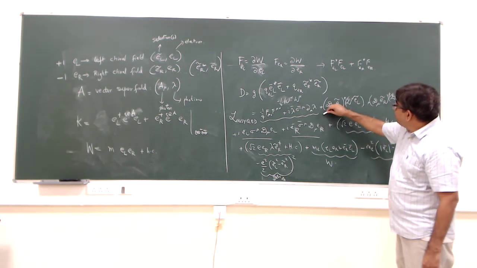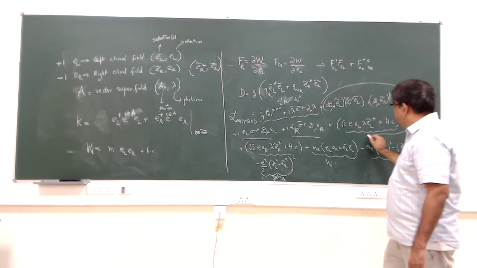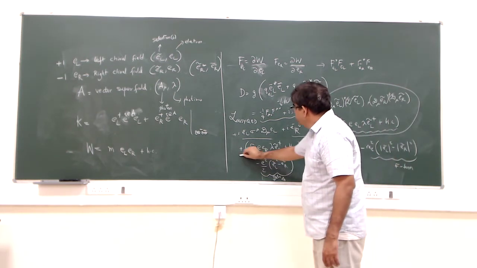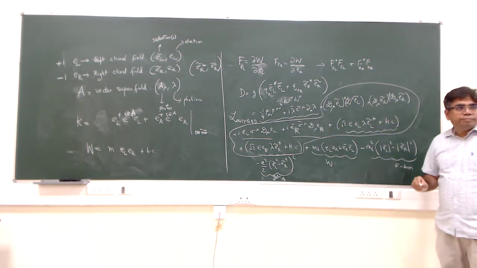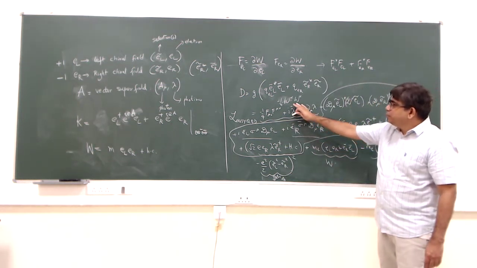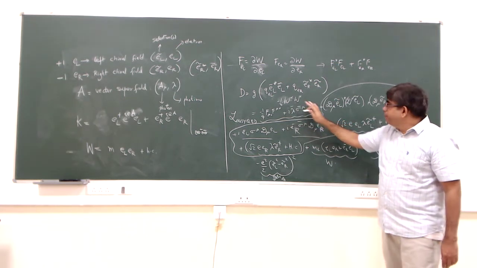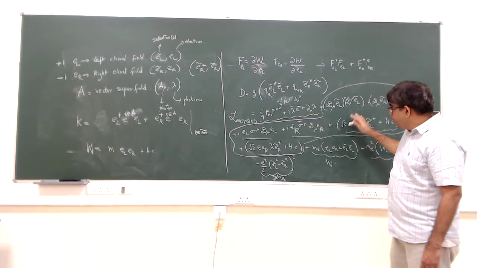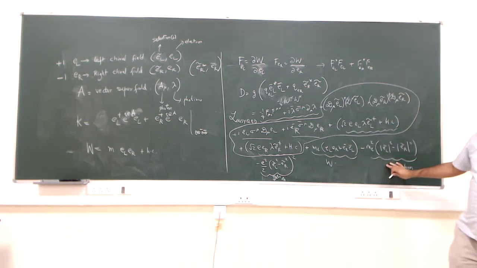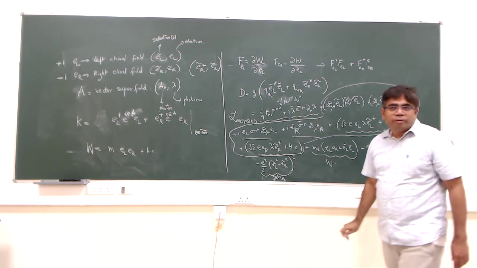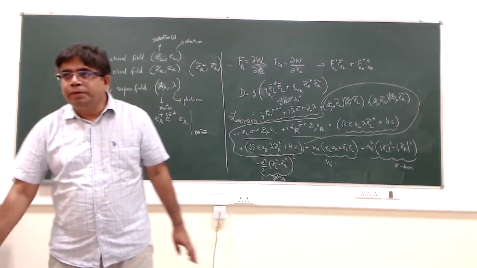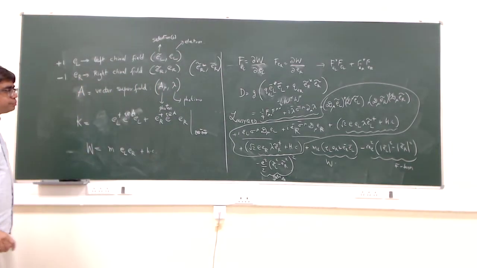Okay? So this entire part is coming from your Kähler potential. So now you see the various parts: field strength superfield, Kähler potential, superpotential, F term, D term. Okay. Now you have your supersymmetric QED. So what are the Feynman rules here?